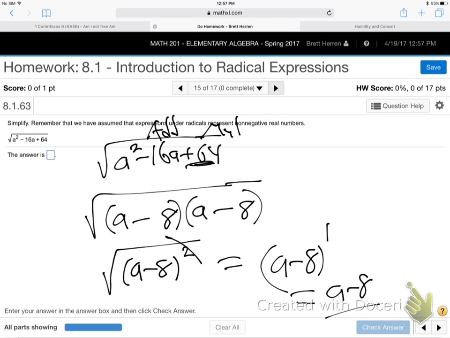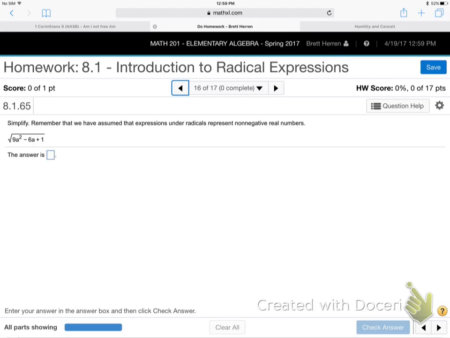Everybody good with that? And then you get to like number 1. First power, yeah, but we don't show the first power, we just write it that way. That makes sense? So again, when the root hits the 2 power, factoring. Boom, right there. Square root of 9a squared minus 6a plus 1.